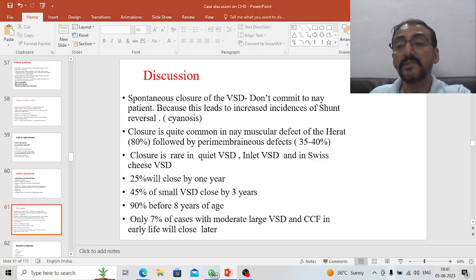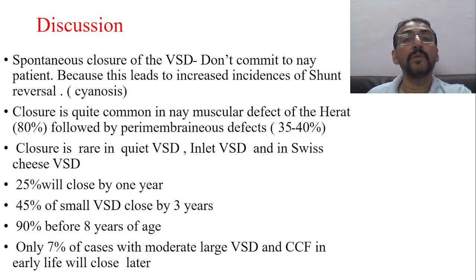Now we'll have a discussion on whether the shunt will go into closure. This is a commonly asked question by the patient. So, spontaneous closure of the VSD, whether the VSD shunt will close. Don't commit to any patient that this will happen, but always keep the options open, because this may lead to an increased incidence of shunt reversal. So there are many occasions where shunt reversal can occur.